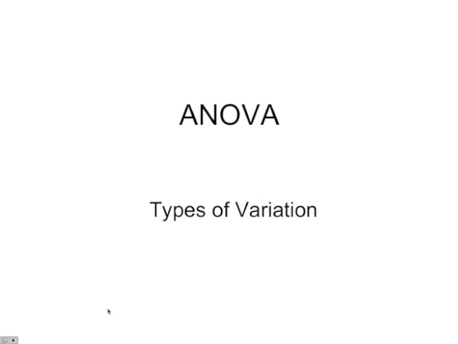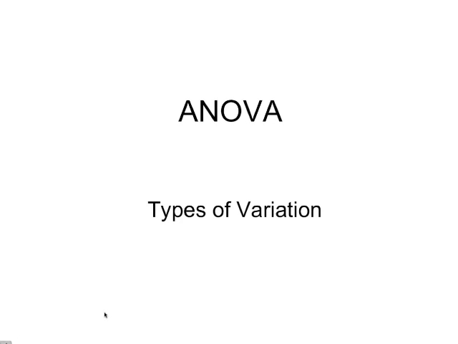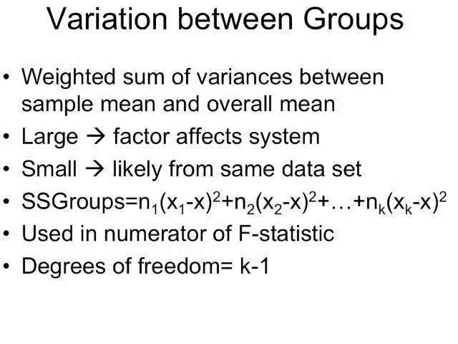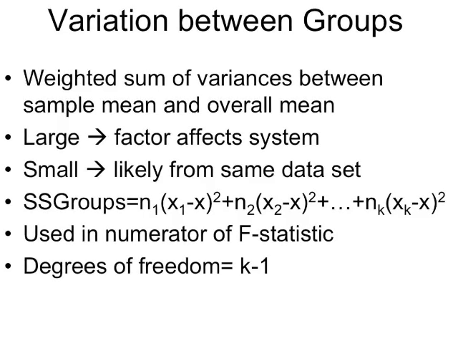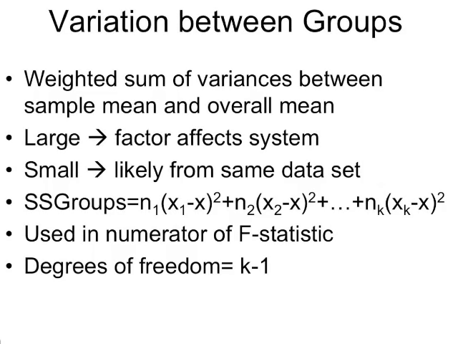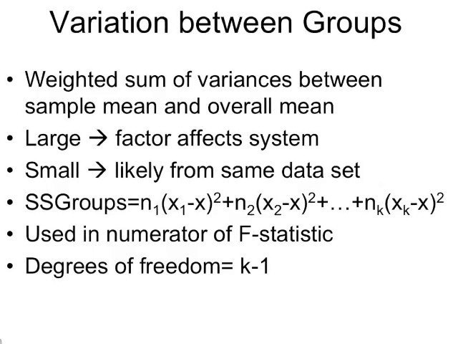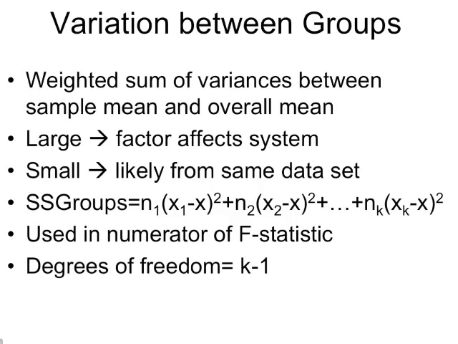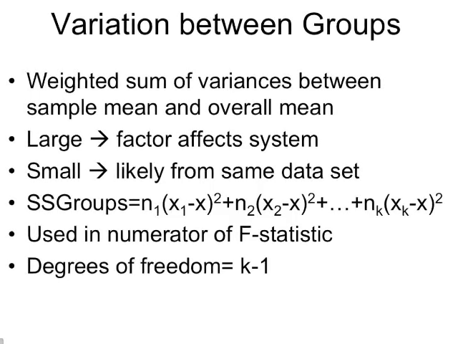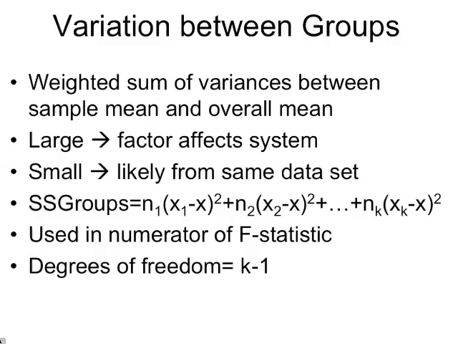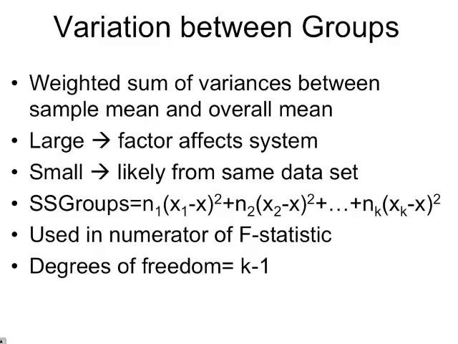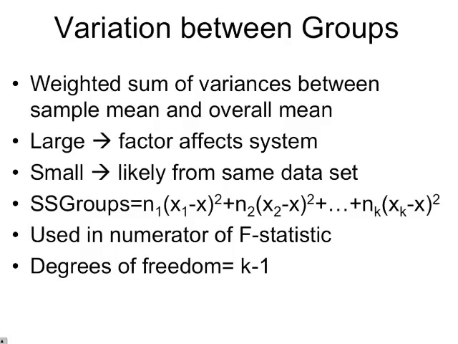Okay, we're going to talk about analysis of variance and the different types of variation you find when you're analyzing sets of data. Okay, first you have variation between groups. This is a weighted sum of variances between the sample mean and the overall mean. If it's big, it means whatever factor you changed probably affects the system, and if it's small, it means that it probably didn't affect it that much, and all of the data is from one set that's normally distributed.